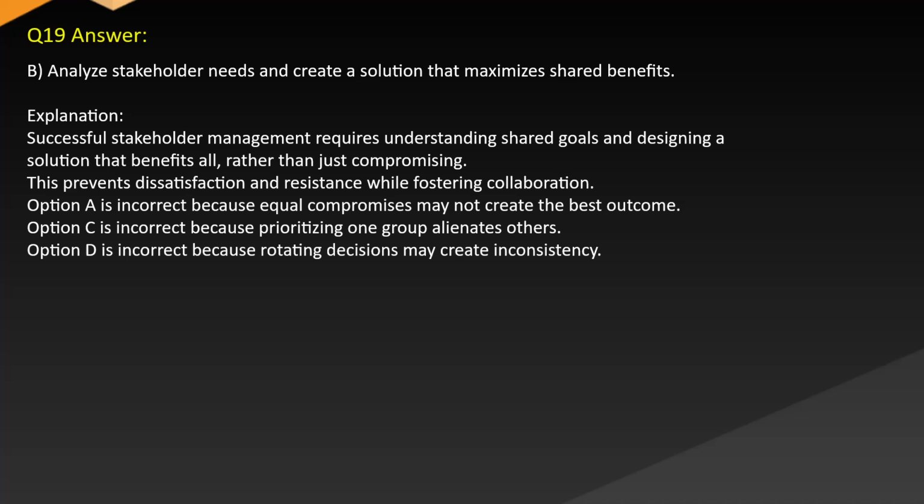Option A is incorrect because equal compromises may not create the best outcome. Option C is incorrect because prioritizing one group alienates others. Option D is incorrect because rotating decisions may create inconsistency.